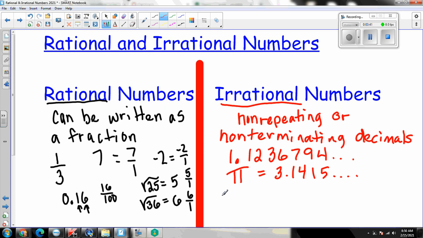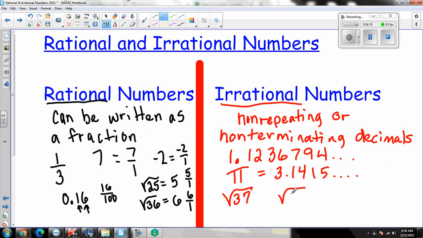Some other examples of irrational numbers would be like the square root of 37. If you took the square root of 37 on a calculator, it wouldn't be a whole number. It would be a decimal that kept going and doesn't repeat. You can try that on your calculator right now if you want to pause the video and do the square root of 37 to see what decimal that would be. But it's going to be a little over 6. It's going to be a non-terminating, non-repeating decimal.